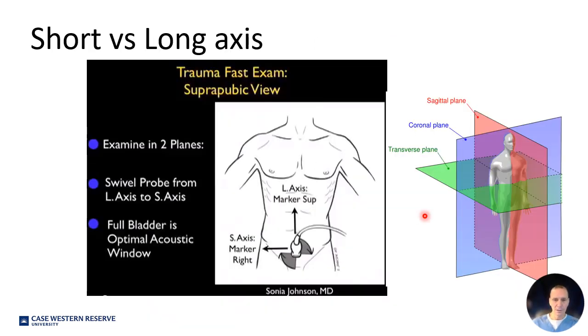Now there's a long axis view and there's a short axis view. Again, you just want to identify the blood. Once you've identified the bleeding, you can be done. So this is either done in the sagittal plane or the transverse plane.